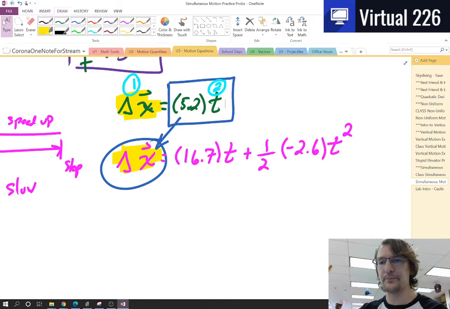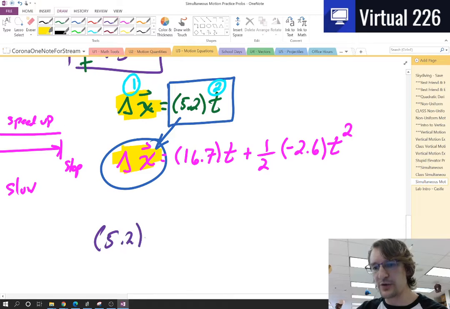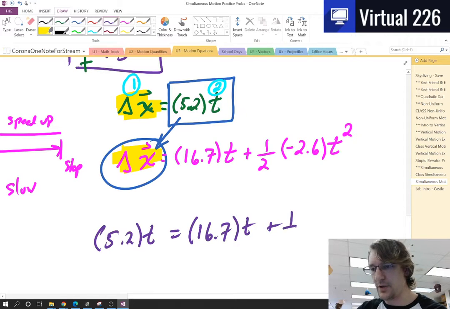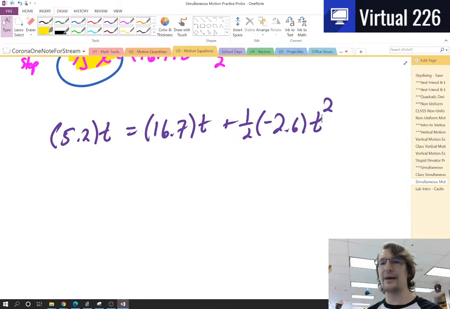So let's do that. If I put the 5.2t down below for delta x, we're going to have 5.2 times t equals, and then everything in pink. So 16.7t plus 1/2 times negative 2.6 multiplied by t squared. Okay? So that's what we have now. We just did that substitution to get the 5.2t down here. At this point in time, we just need to solve this for t.